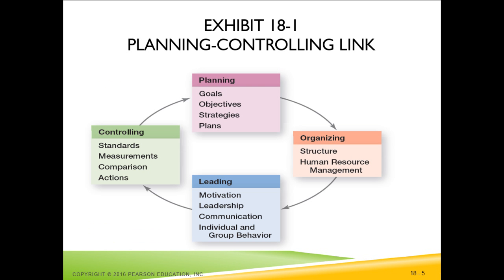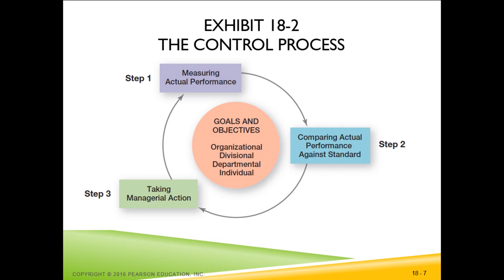Controlling provides a critical link back to planning. If managers didn't control, they would have no way of knowing whether their goals and plans were being achieved and what future actions need to be taken. The control process is a continuous process. Once you have finished the 3rd step, you begin the process all over again.